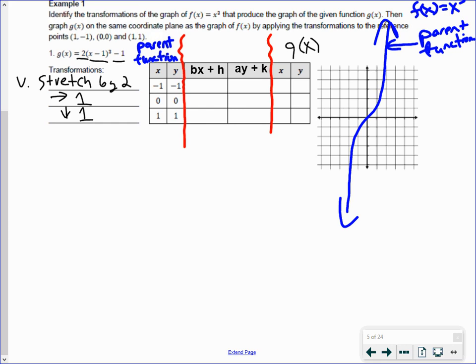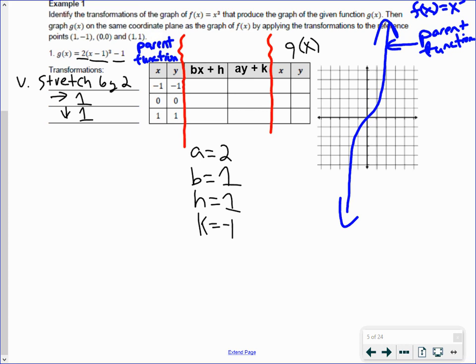Let's go ahead and actually define what our a, b, h, and k are. In this problem, our a is 2. That's our vertical stretch. Our b, we're not given a b here, so that means our b is 1. Our h is 1 because it's x minus h, so it's 1. And our k is -1. Our k is what's at the end outside the parentheses. Our k is -1.